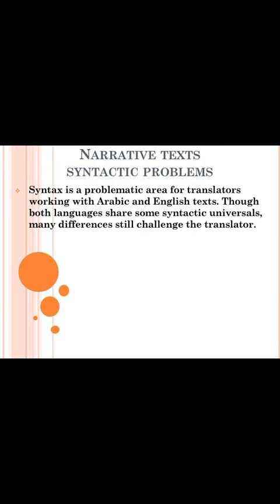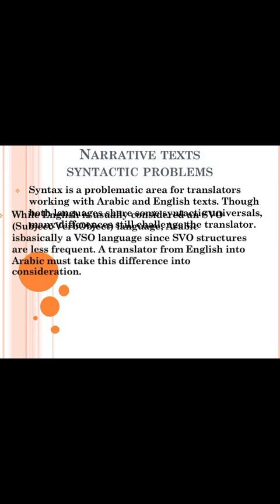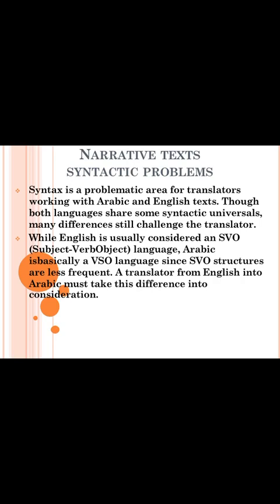What are the syntactic problems that may face translators when they try to translate narrative text? By syntax, I mean the grammatical arrangement of words in a sentence in a specific language, and this is a really problematic area for translators working with Arabic and English, because there are several differences between the syntax of English and the syntax of Arabic.